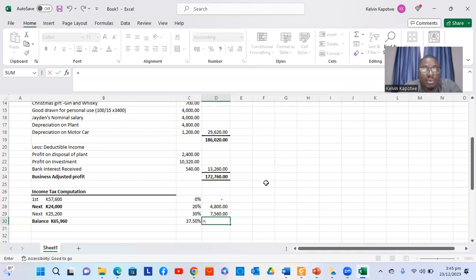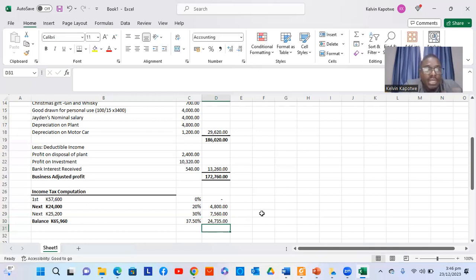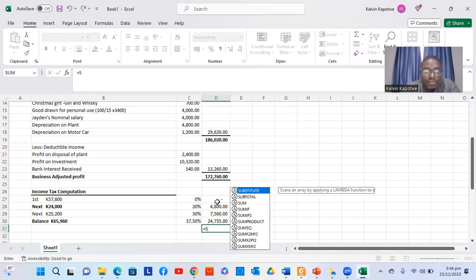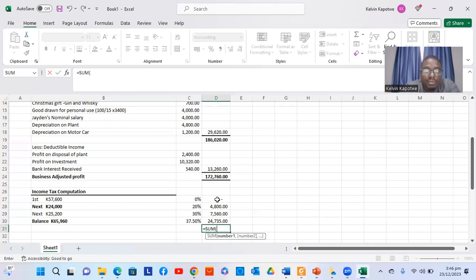So 37.5% is equal to 65,960 multiplied by 37.5%. And then now what you do is, tax payable by Jaden Kapotwe is a summation of this sum.